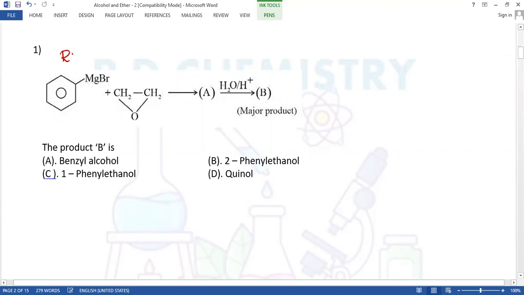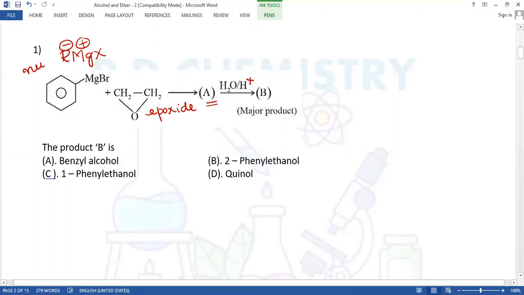Grignard reagent is RMgX, right? And this is a charged species, R minus, MgX plus, right? R minus can act as the nucleophile, negatively charged. And here we have an epoxide molecule. This is known as the epoxide. Then intermediate A is formed. Then it is acid hydrolyzed to give the major product.